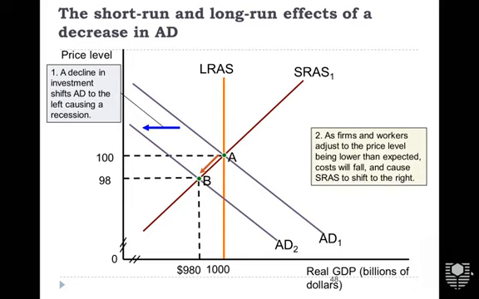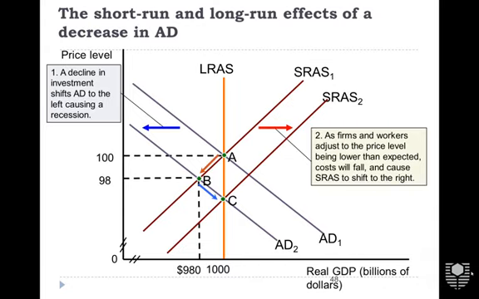Now what would happen? The firms and workers adjust to the price level being lower than expected. Basically the prices have decreased, and firms and workers did not expect this, so they'll try to adjust to these lower prices. Because the prices go down, wages will also go down, because we'll pay less to those workers. And this can also lead to a shift in the SRAS curve towards right, because when the cost of production goes down, firms are in a position to supply more. So the short-run aggregate supply curve shifts towards right, and the equilibrium moves from B to C.